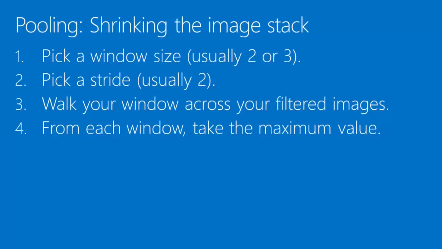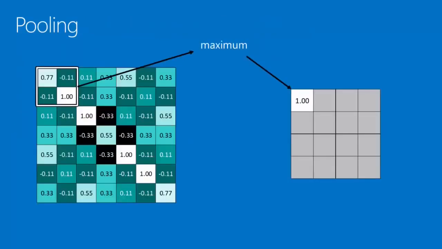The next big trick that we have is called pooling. This is how we shrink the image stack. And this is pretty straightforward. We start with a window size, usually 2 by 2 pixels or 3 by 3 pixels, and a stride, usually 2 pixels. Just in practice, these work best. And then we take that window and walk it in strides across each of the filtered images. From each window, we take the maximum value.